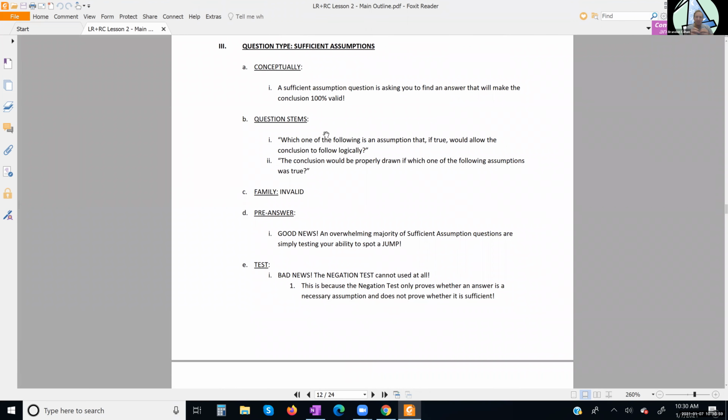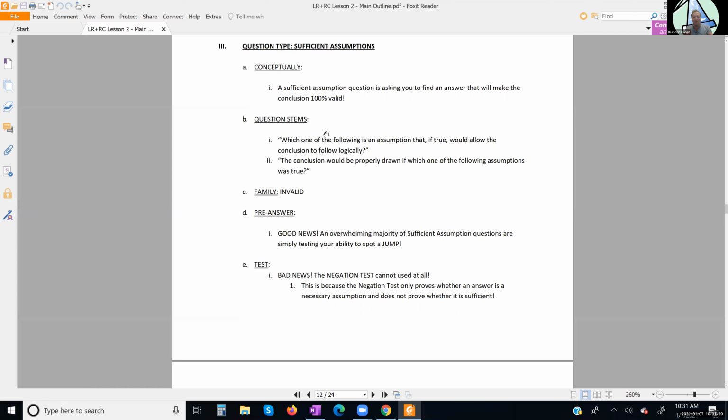Now, the concept of a sufficient assumption is something that wasn't stated, but if it was added to an argument, it would make the argument 100%. So taking that and interpreting it, we are going to be presented with an argument, which means that there's going to be evidence and a conclusion. And the evidence is going to fall short of proving that conclusion. It's going to get maybe 80% there, 90% there, whatever the number is, it's irrelevant. The idea is it's not hitting 100%.